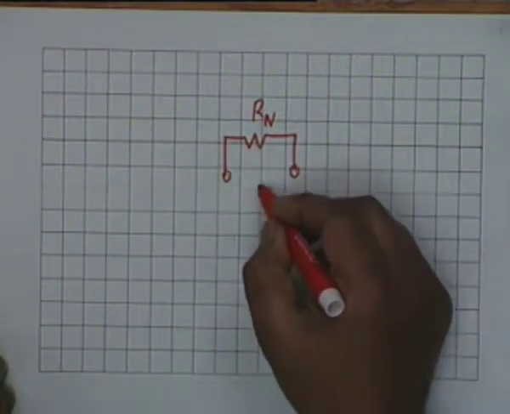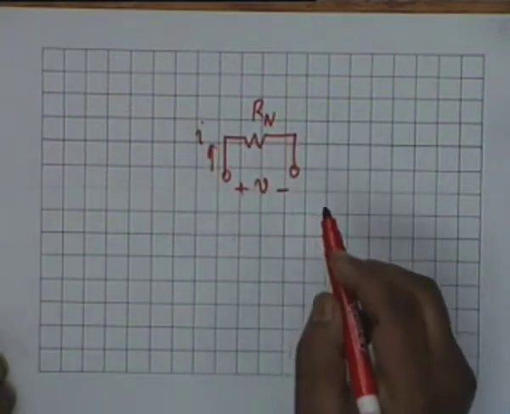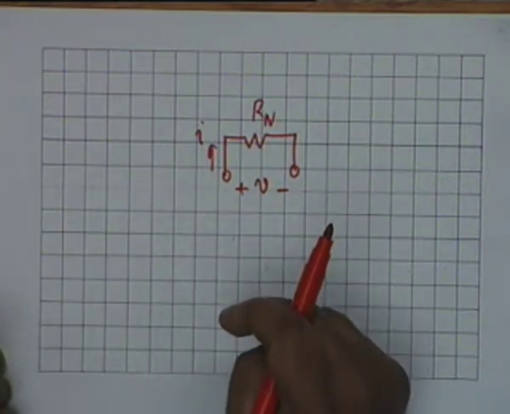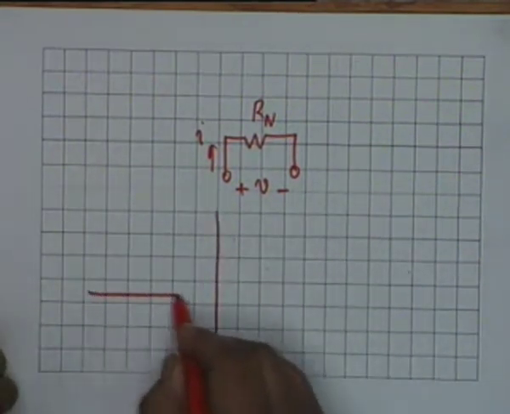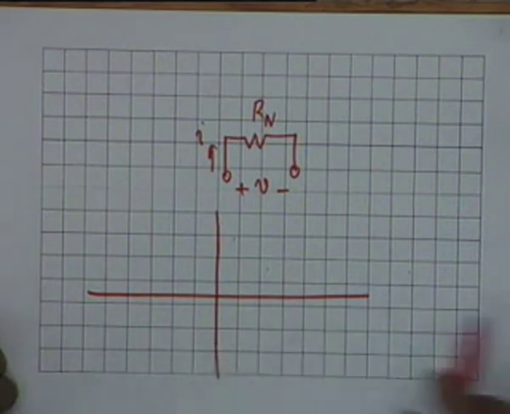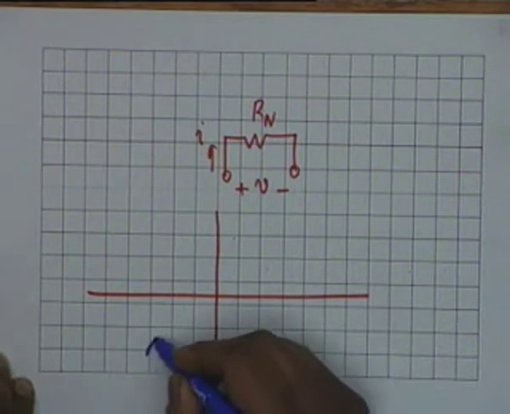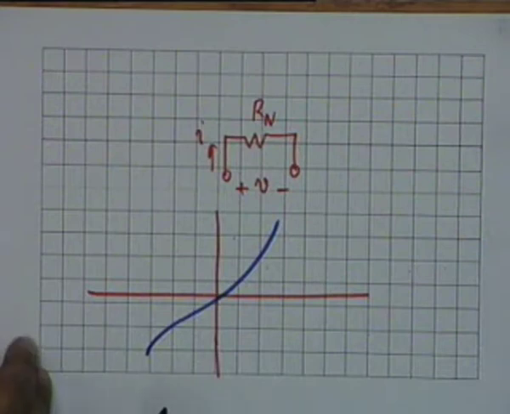Now, a nonlinear resistor obviously does not obey Ohm's law. Ohm's law says V should be proportional to I, all right, and the proportionality constant should be Rn. Here in a nonlinear network, this is not necessarily so. V and I are not necessarily related linearly. In fact, one could have a situation like this, which is obviously not linear. All right. Such a characteristic is that of an incandescent lamp.